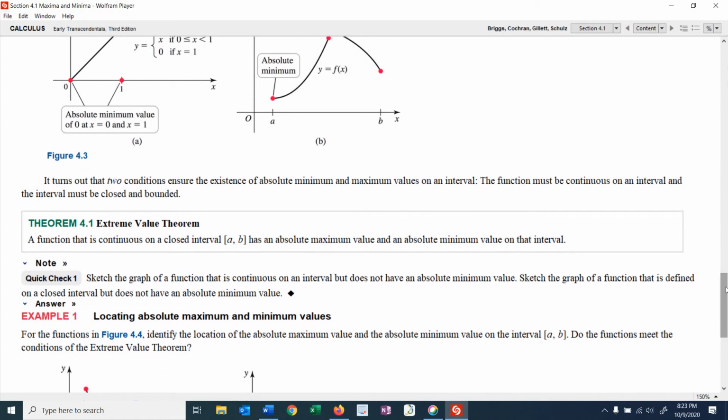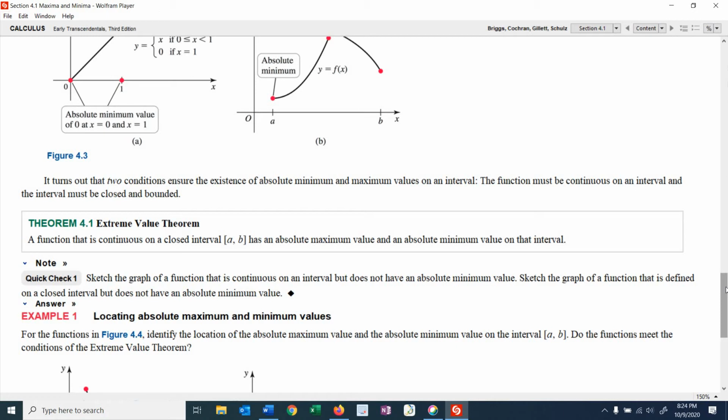Okay, this leads us to the extreme value theorem, theorem 4.1, which says this. A function that's continuous on a closed interval has an absolute maximum value and an absolute minimum value on that interval. So this is known as an existence theorem. What it does is it guarantees us the existence of both an absolute maximum and an absolute minimum on the interval. And there's only two conditions that we need to satisfy in order to guarantee the existence of both of those on the interval.